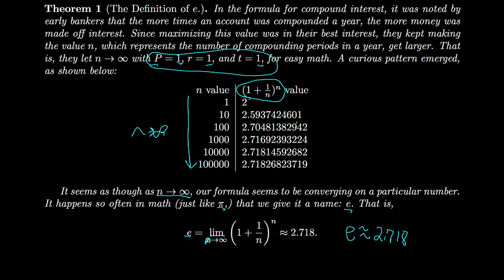Pi is a number, it's 3.14. E is a number, it's about 2.718. Anytime you see it, where does it come from? Voila, all of this stuff.